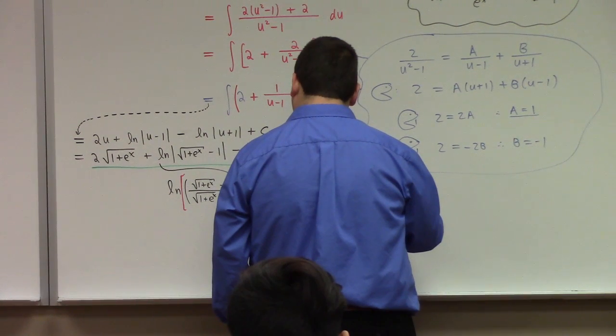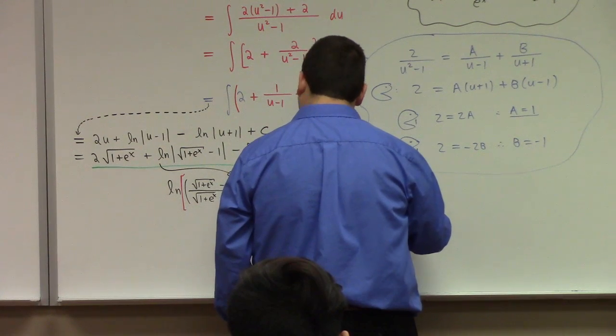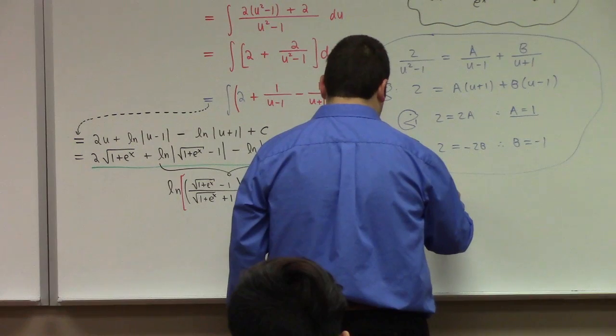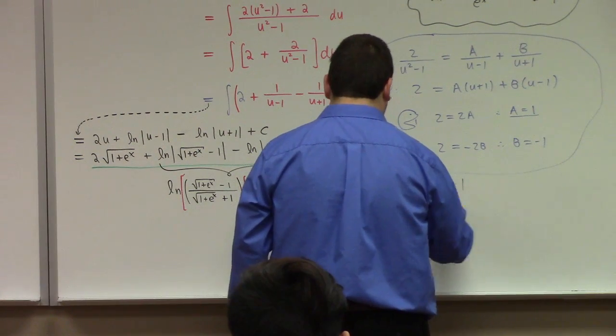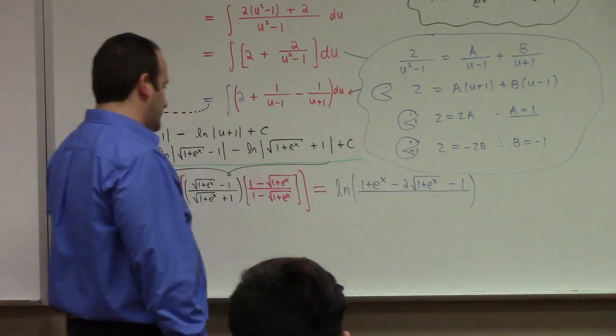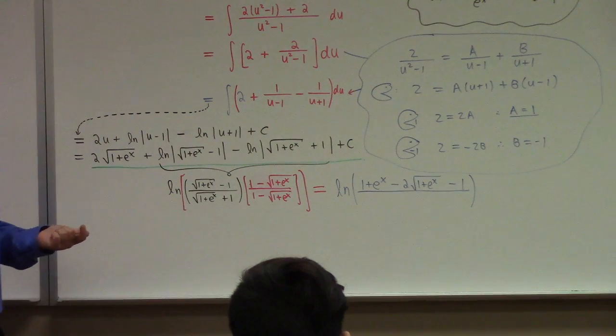Yeah, upstairs, what do I have? I've got 1 plus e to the x minus twice the square root of 1 plus e to the x, right? Minus 1. Downstairs, I've just got what? Yeah, I just have e to the x, in fact, because you get 1 plus e to the x minus 1.